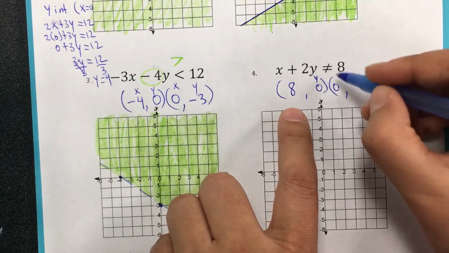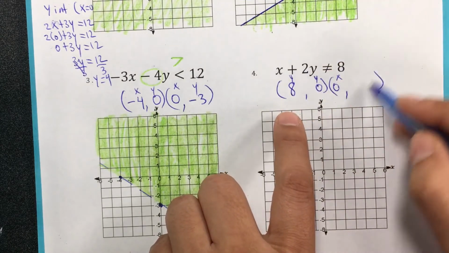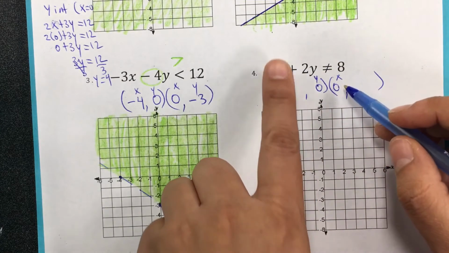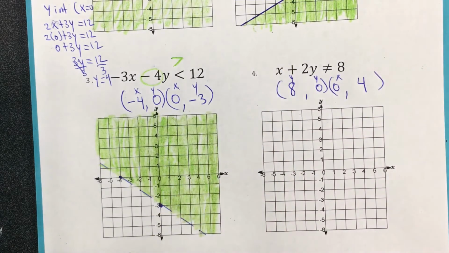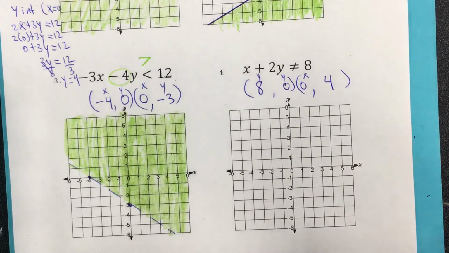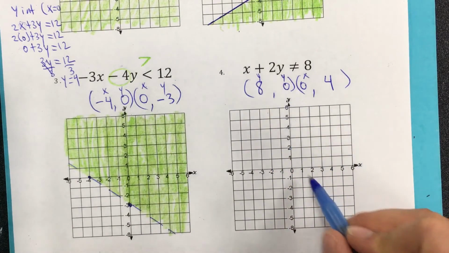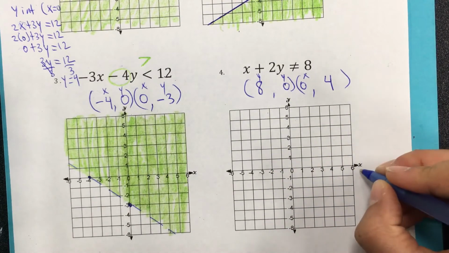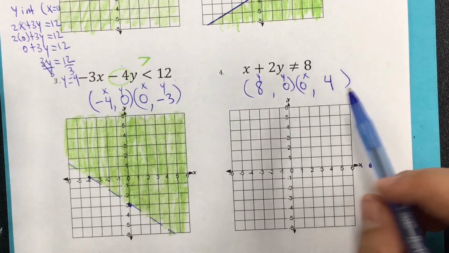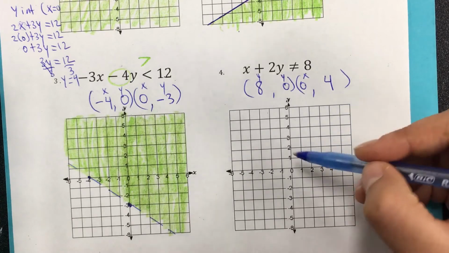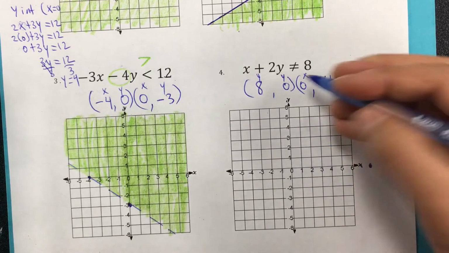For the y-intercept, the x is 0. So 8 divided by 2 is 4. So in here, we have 8, 0. First of all, I don't have enough space for that, but it's around here. And the other one is 0, 4.